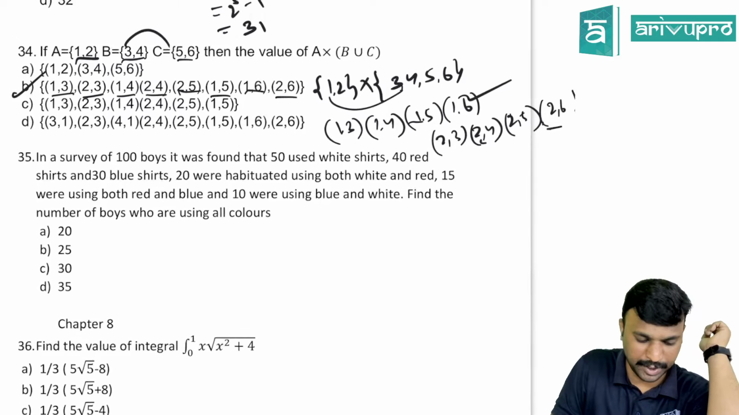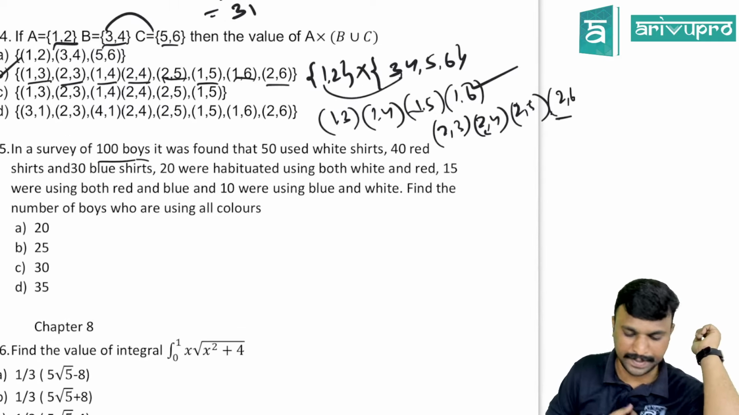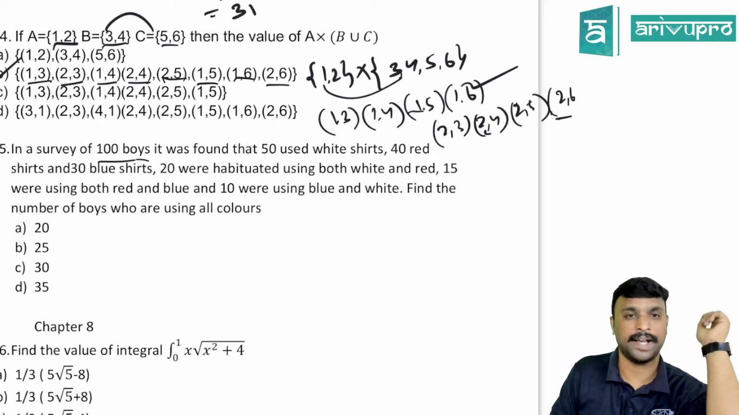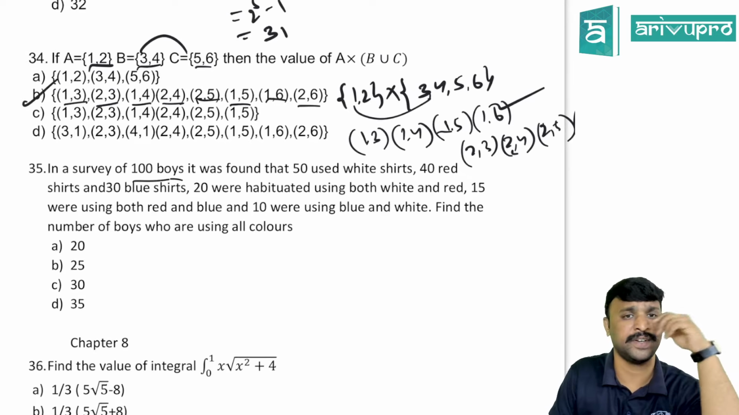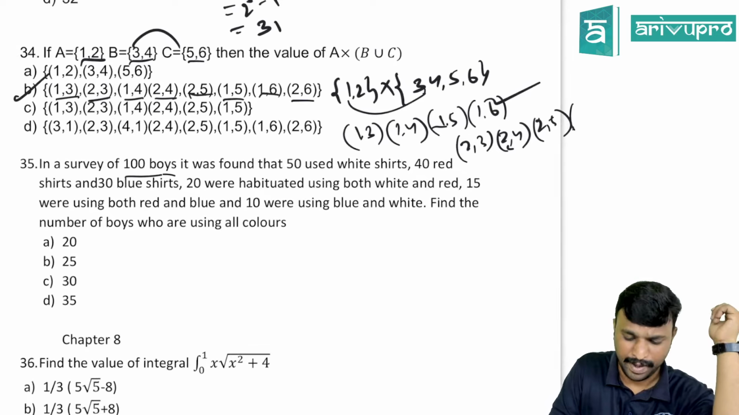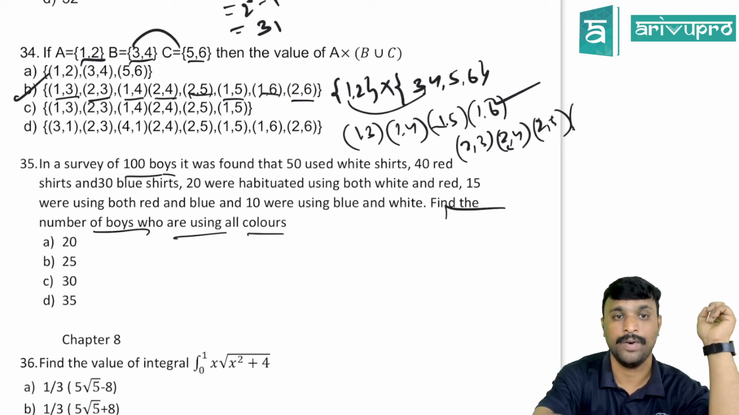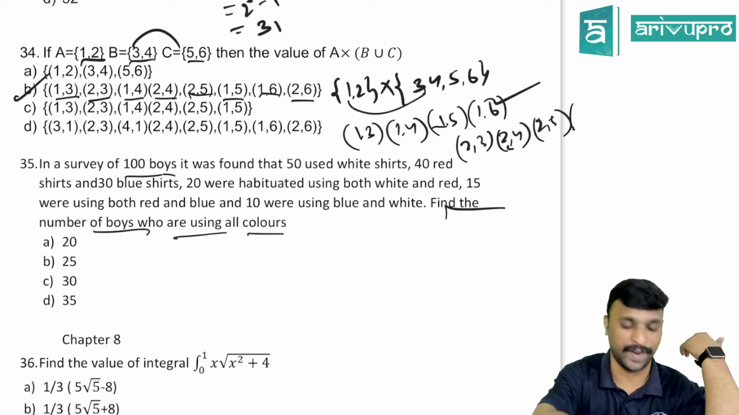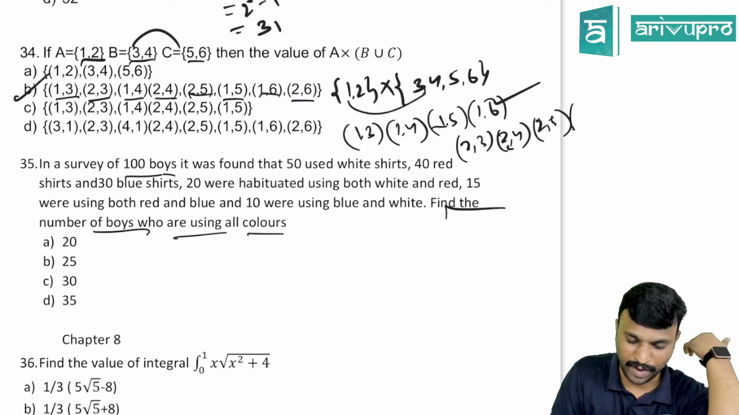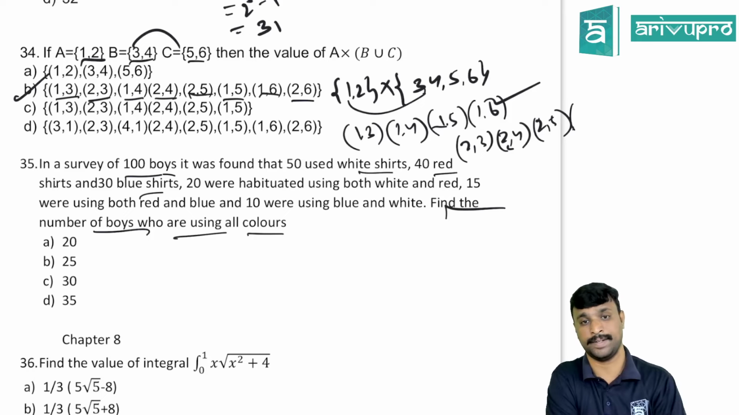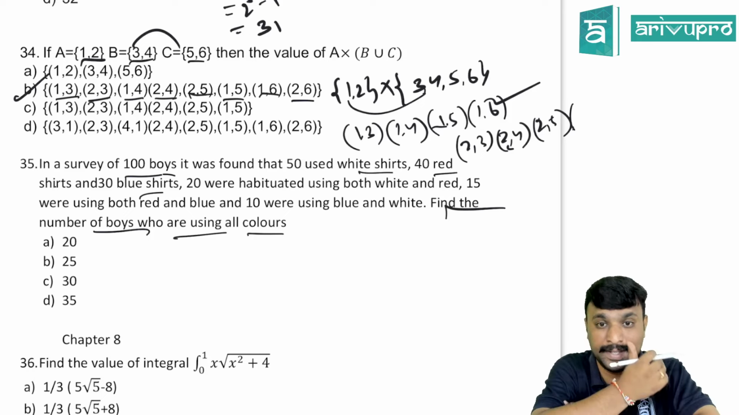Guys, let's move on to the next question. In a survey of 100 boys, guys, if you look at the last part of the question, whenever the question is lengthy, what you do, read the last part of it. Find the number of boys who are using all the colors. So intersection is what we need to find. Guys, how many colors are there? White, red, and blue. So obviously it's the formula of 3 sets we have to use.